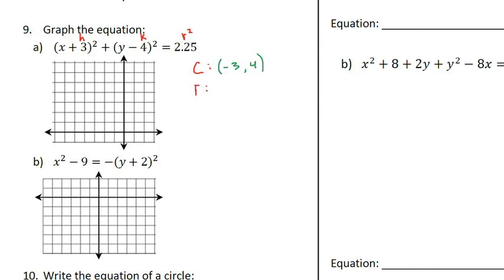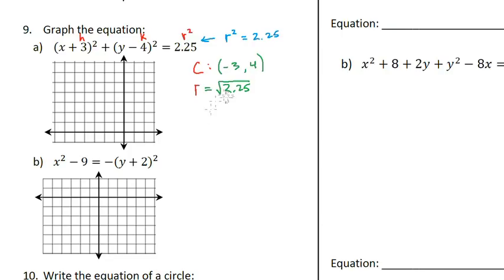That means r, let's go ahead and replace that. That means r is equal to the square root. I'm going to leave it green. r is equal to the square root of 2.25. If you want to make a little note up here that based on what you just wrote here, r squared is equal to 2.25. In order to find r, you square root both sides.